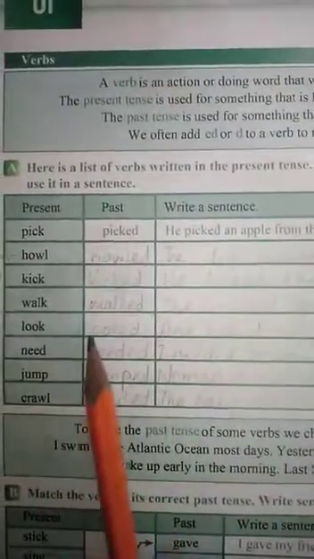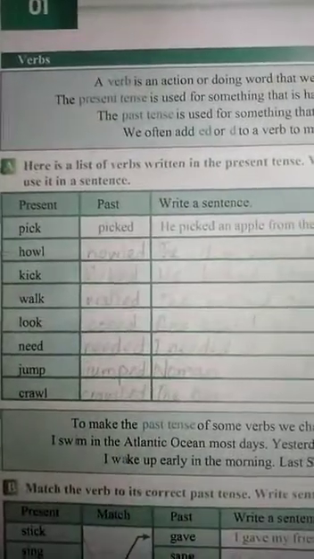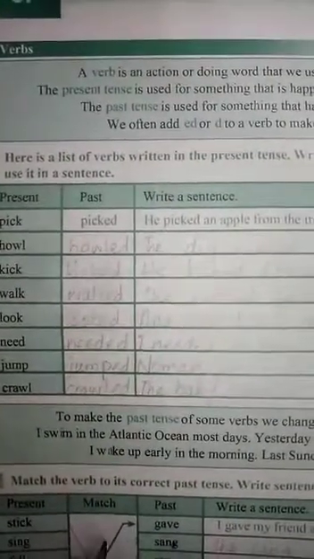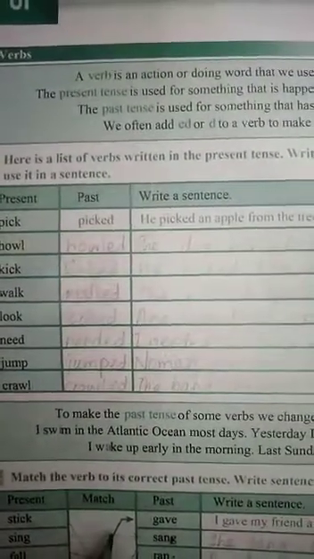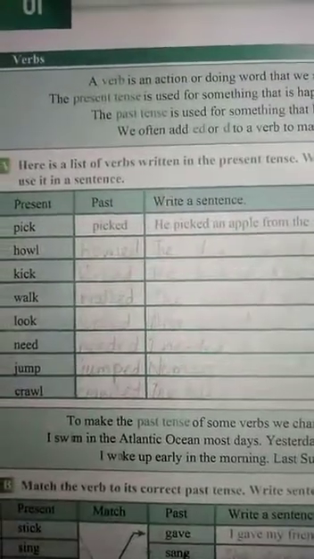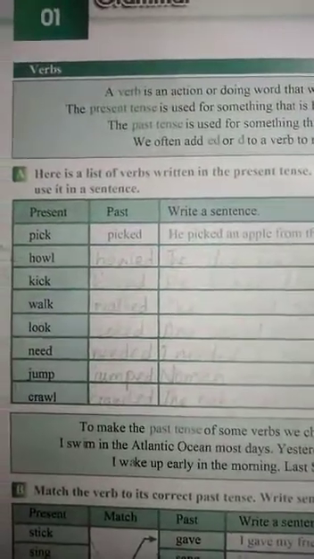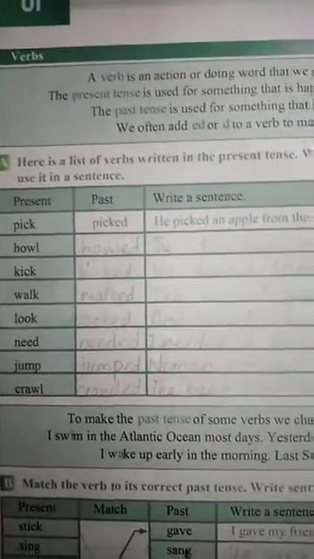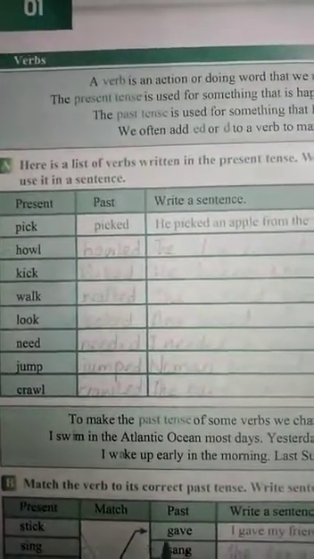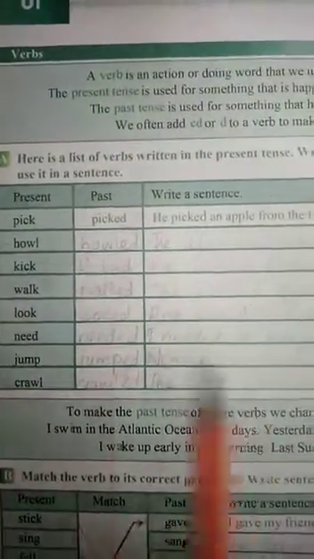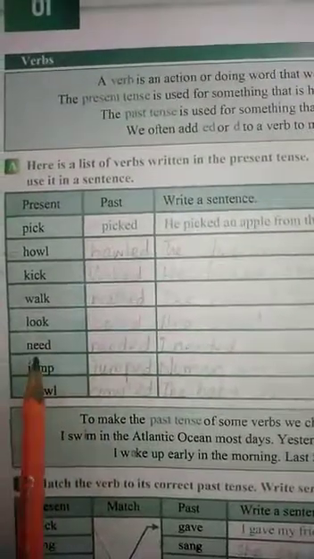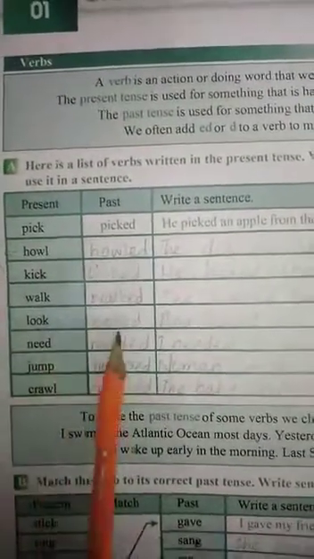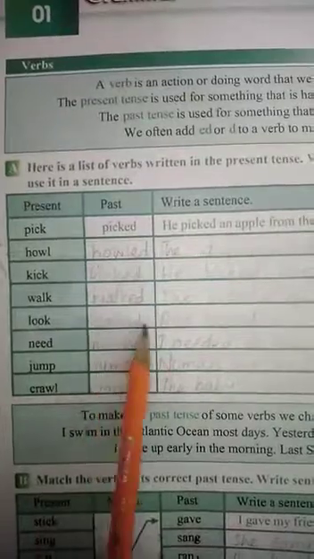And remember this thing, that all the work on this book should be done with pencil, not with a marker or any pen, just with pencils. And all this work should be done on the book. The exercises that we are doing on the book should be done on the book. Understood? Next word is look, and its second form by putting ed is looked.